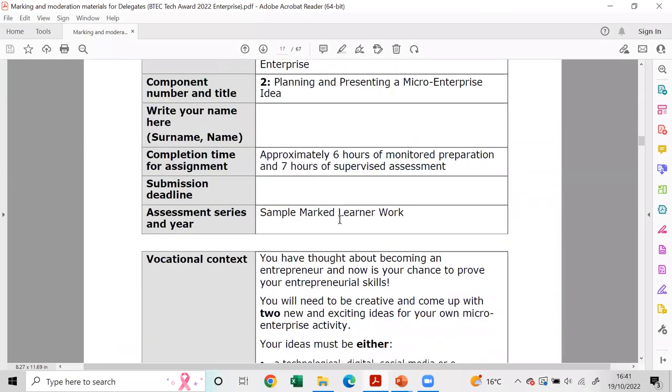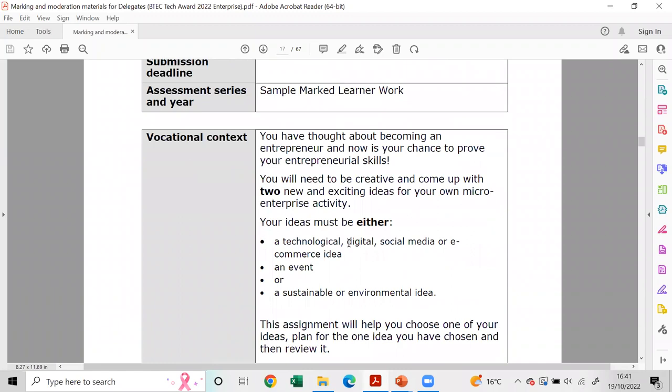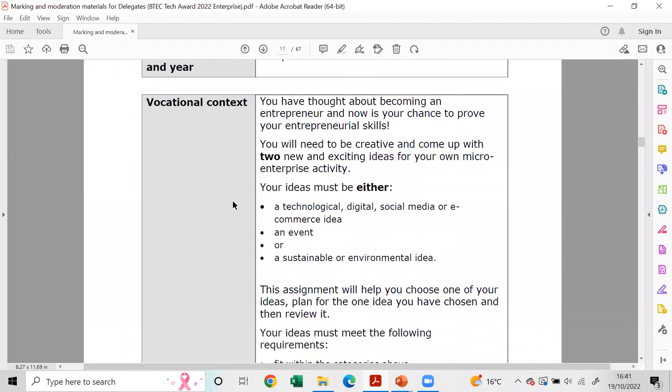In terms of looking through the materials, I'm going to walk through one with you. And here's the PSA. I said to you, you're given sectors or ideas, as it were, industries, that their ideas are meant to fit into. So for the example PSA, it was a technological, digital, social media, e-commerce idea, or it was an event, or it was a sustainable environmental idea.